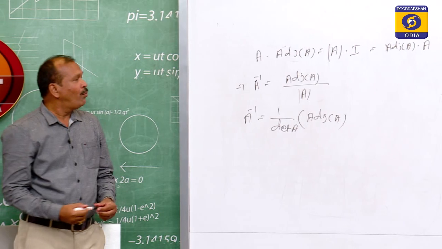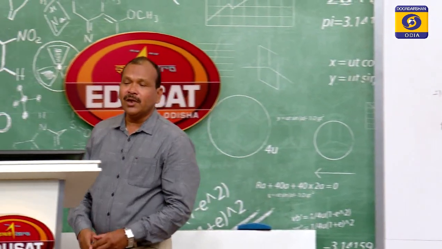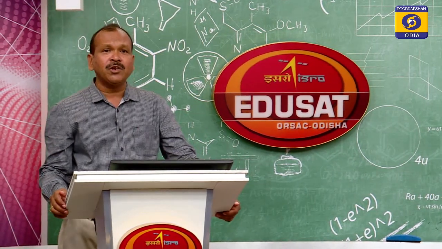Then how to find the inverse of a matrix? How to find the inverse of a matrix? Let A be a square matrix. Then what is the inverse of a matrix?